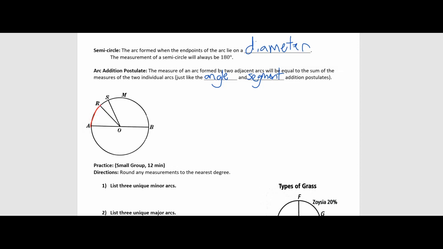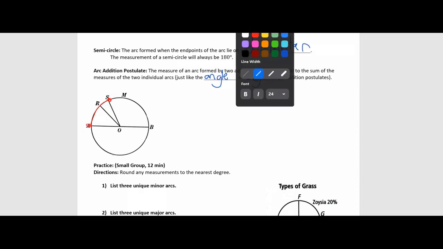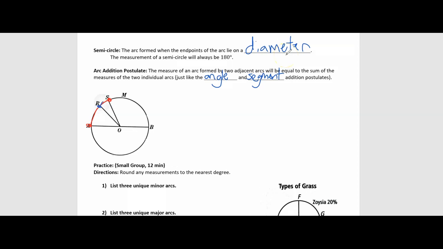So if I have arc AS, I can break that arc up into arc RS and arc AR. The blue and the green will have to add to the red. Pretty straightforward. Okay.